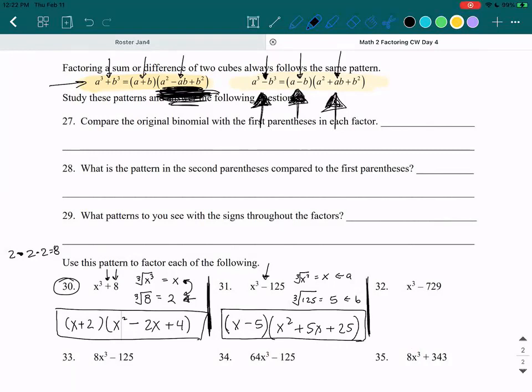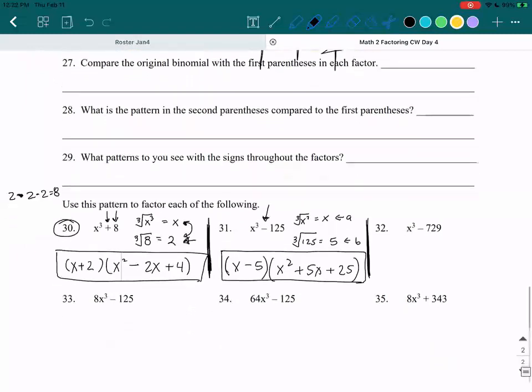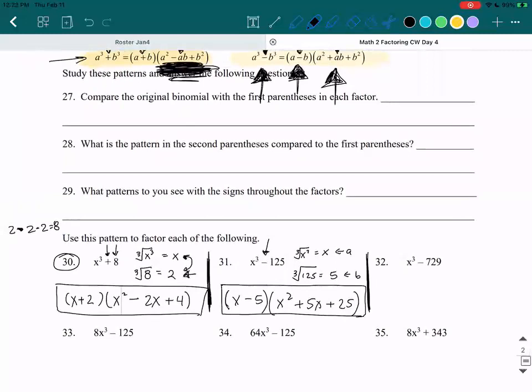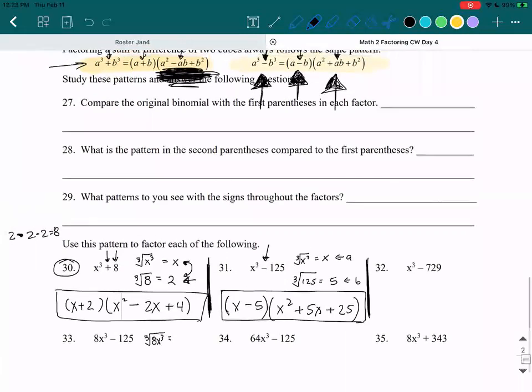Okay, I'm going to pause here. All right, so I'm going to skip 32. We're just going to do 33. I'll scroll that much so that we can still see the formulas. And then we have 8x cubed minus 125. So we're going to figure out the cubic root of 8x cubed. I know there's going to be an x in it because it's x cubed. So I'm just going to put x there. Also, remember the cubic root of 8 is 2. So the cubic root of 8x cubed is 2x. So that's our a value.